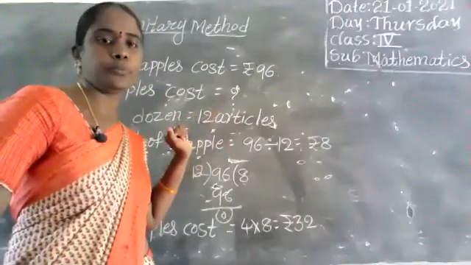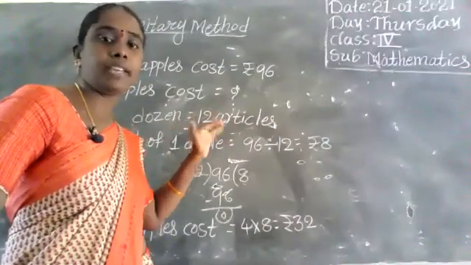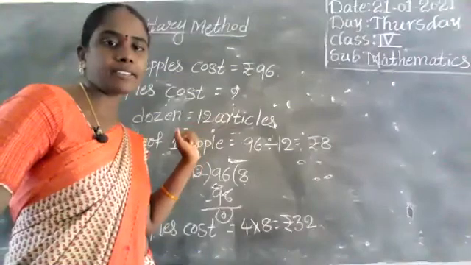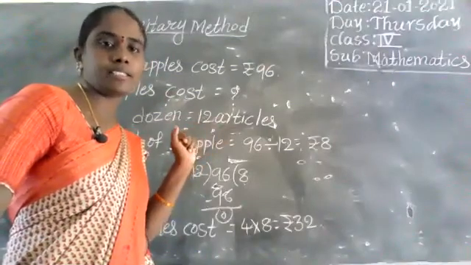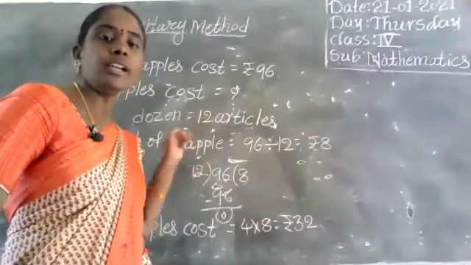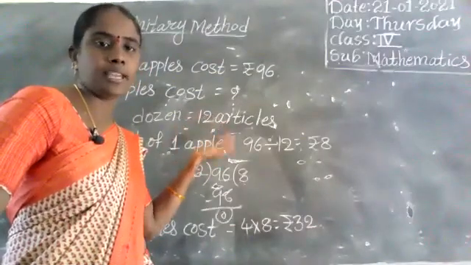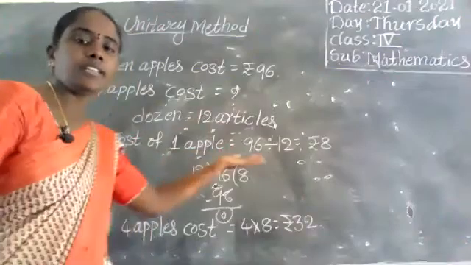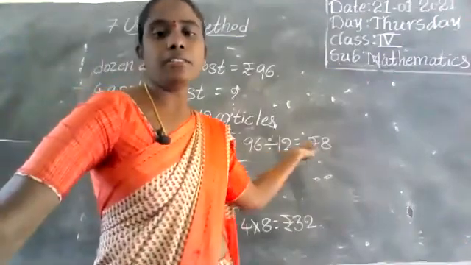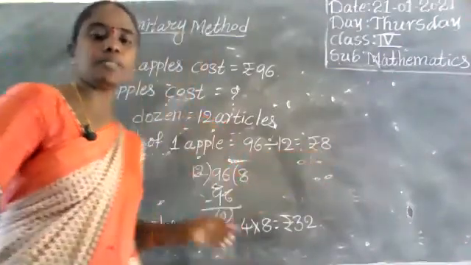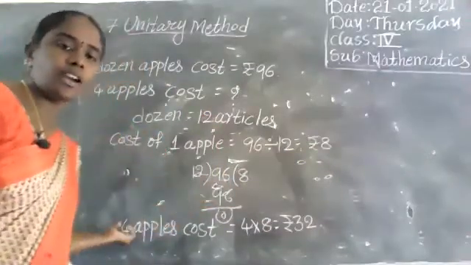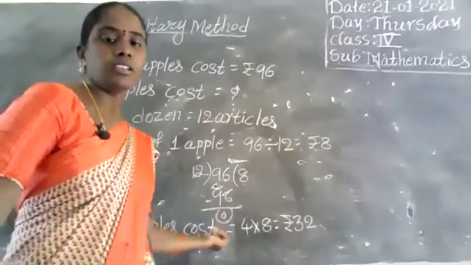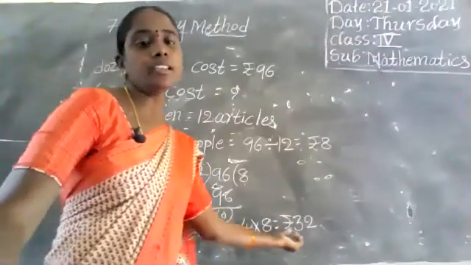Pair means 2, okay? Pair of shoes, pair of bags, pair of earrings, pair of bangles. That is 2. Pair means 2. Dozen means 12. 96 divided by 12: 12 8s are 96, so 8 rupees. One apple costs 8 rupees. Then we find the cost of 4 apples. 4 8s are 32.